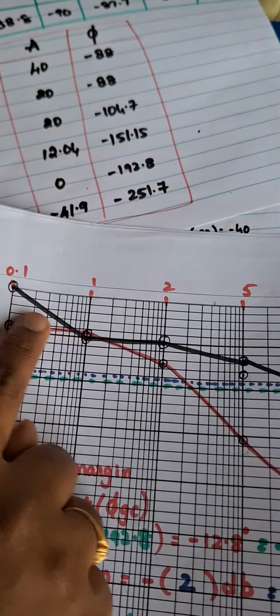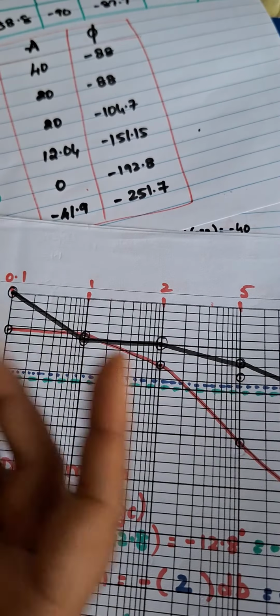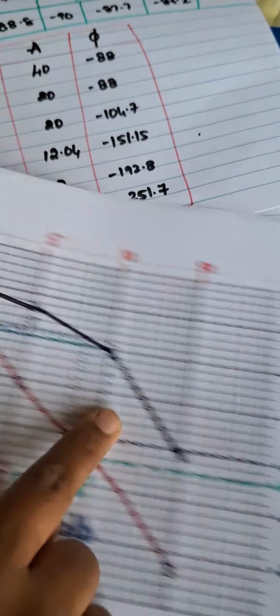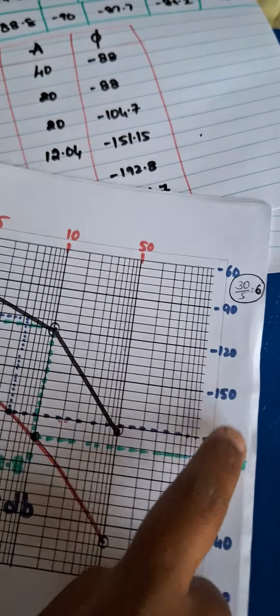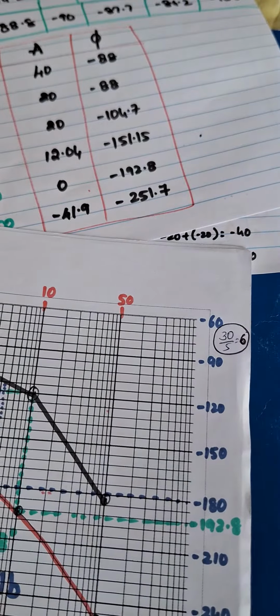But compared to that, consideration will be this side only. Just noting this side: minus 270, minus 240, minus 210, minus 180, minus 150, minus 120, minus 90, minus 60, with a 30 degree difference. I prefer it like that.